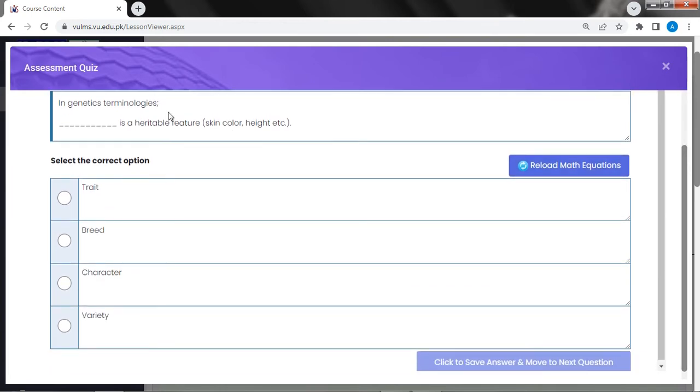In genetics, genetic terminologies, dash is a heritable feature, skin color, height, or etc. Character, variety, breed, trait.